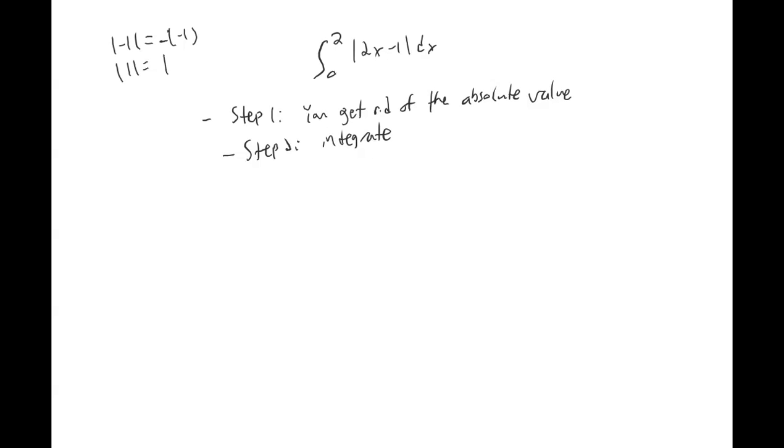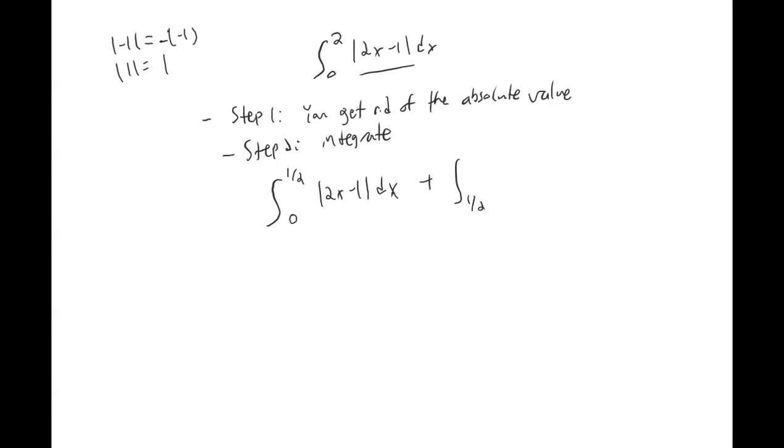So your first step is to figure out when this is positive and when this is negative. In this case you could just do it from looking at it. It's negative from 0 to a half. Agree? Because at a half, 2x minus 1 is 0, and anything smaller you're going to get negative. So we're going to use that law, and we could split this up.